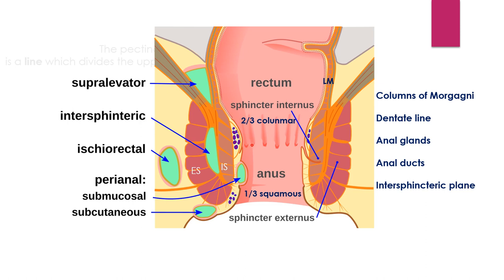This dentate line corresponds to the location of the vertical longitudinal mucosal folds known as the columns of Morgagni. The wall of the anal canal consists of the external sphincter and an internal sphincter, both circular muscles. The internal sphincter is a smooth muscle and the external sphincter is a voluntary muscle. In between is the intersphincteric plane, which also carries fibers of the longitudinal muscle. This is also the location of the anal glands, which are located between these mucosal folds and drain their secretions through their ducts into spaces in the crypts at the base of these mucosal folds.